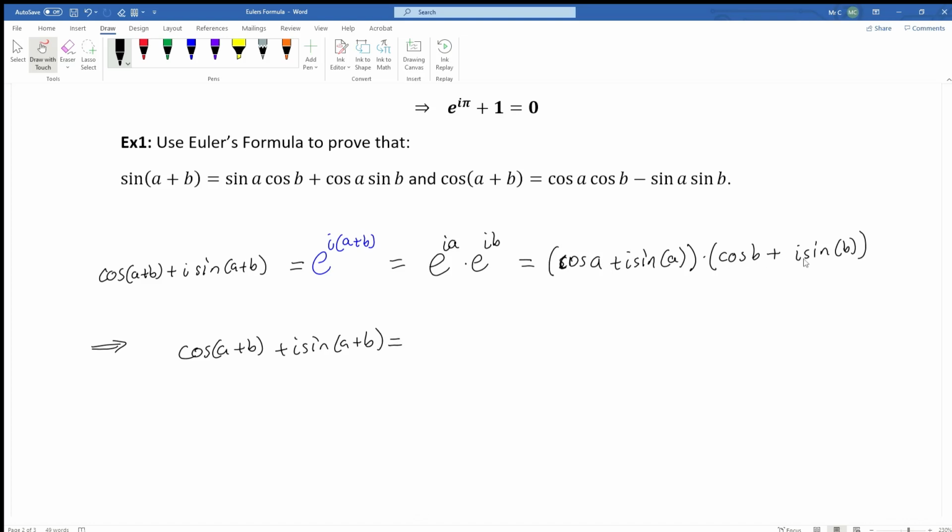Now if I multiply all this out, let's see what I get. Cosine of A times cosine of B, that's just cosine of A times cosine of B. Now my middle term here will be plus i sine of A times cosine of B. And my other middle term will be plus i times cosine of A times sine of B. And my last term, well, i times i is i squared, which is -1. This gives me negative sine of A times sine of B.